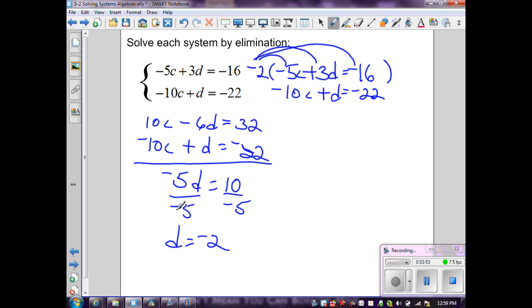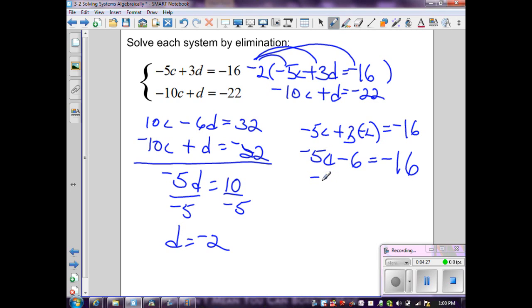Take the value for d and substitute into one of the original equations. I'm going to use the top one. That's going to give me a negative 5c plus 3 times a negative 2, and that equals a negative 16. Simplifying, I get a negative 5c minus 6 equals a negative 16.